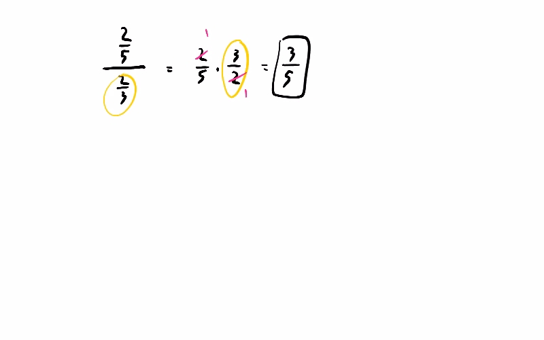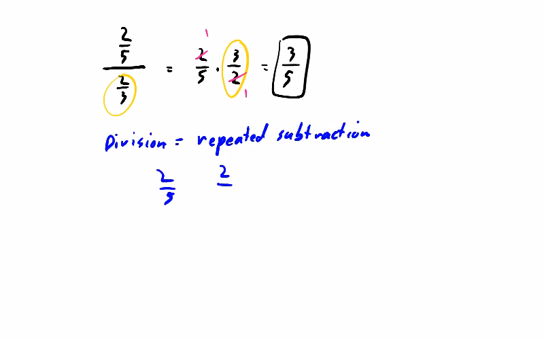Let's make sure we understand why this makes sense. Remember that division is repeated subtraction. If you look at the size of the numerator and the size of the denominator, the denominator is larger. 2/3 is bigger than 2/5. Therefore, if you try to subtract something larger from something smaller, you can't even do it once. So we could only do it 3/5 of a time.